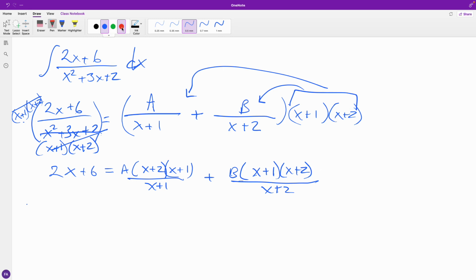But what I do now have is these pieces here, and the x plus 1s cancel. All right? And now that they cancel, I have 2x plus 6 is equal to a times x plus 2 and b times x plus 1. Now, once I have that, I'm almost ready to go back and figure this out.